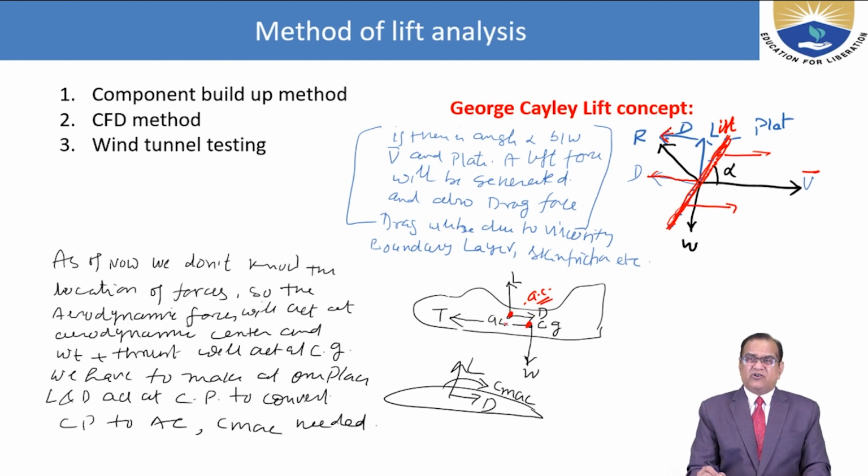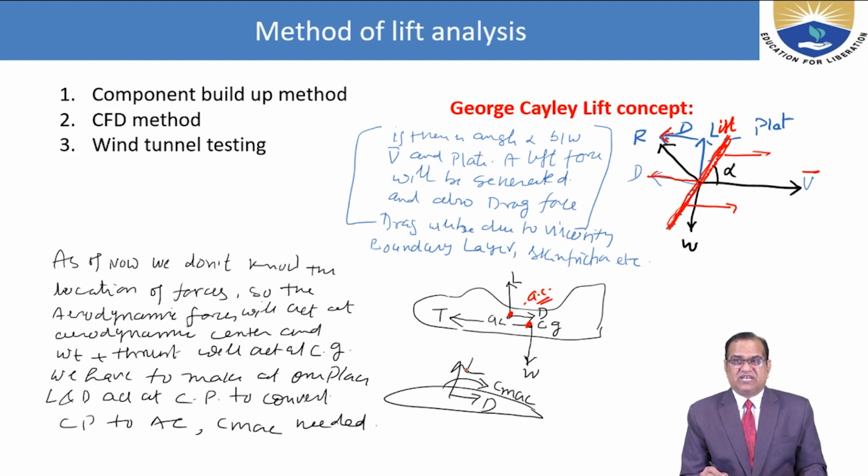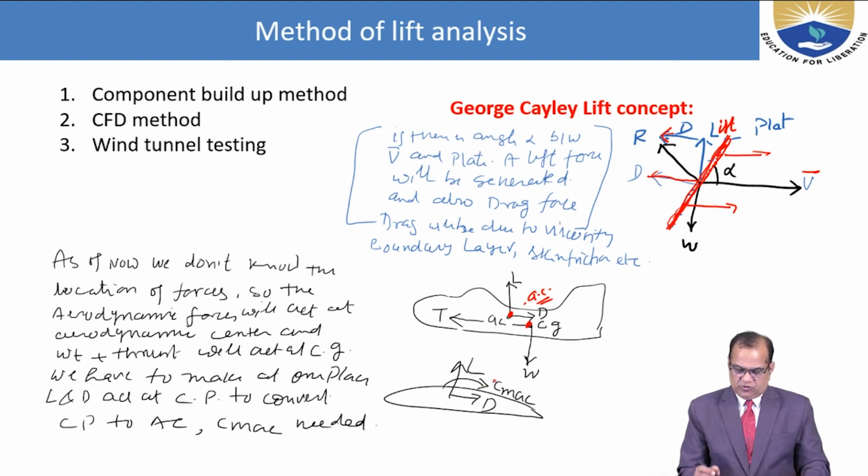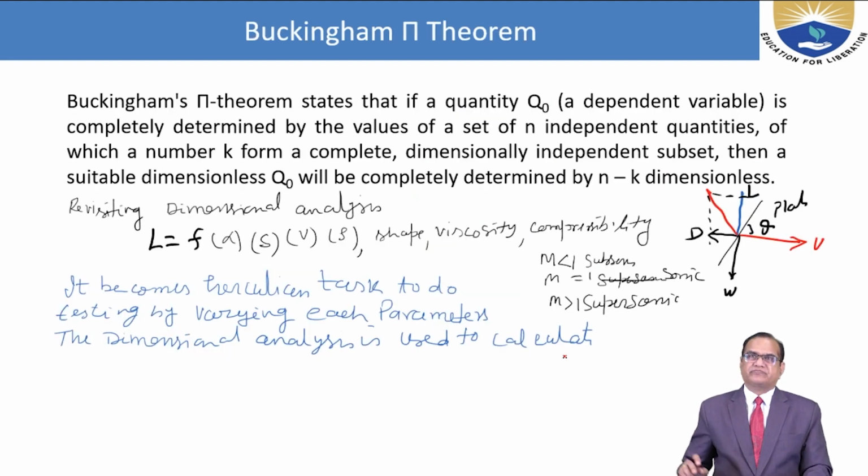So this aerodynamic center, if we assume it as a constant, then we have to add one moment that is called the CMAC. So lift and drag, and there will always be one moment, and this moment will make the pitching up and down. So this concept we have to understand very well.